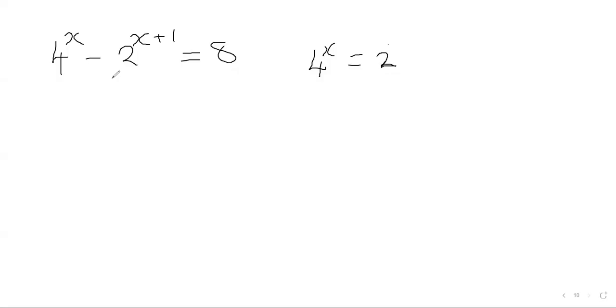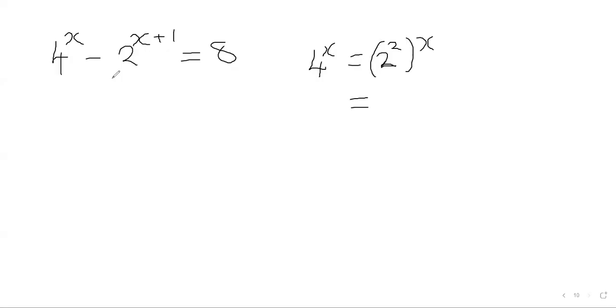Okay, let's move to the next question, which is E. So E is 4 to the power x minus 2 to the power x plus 1 equals 8, like that. So we are again required to solve this question. It's not something different from what we have just been solving. You just have to find a means of rewriting. For example, you write this one in terms of 2, so that we have common terms. So 4 to the power x, in terms of 2, 4 is 2 to the power 2, and this has to be to the power x, like that.